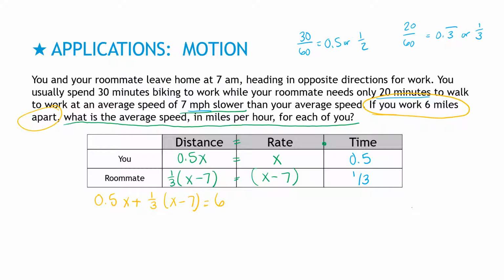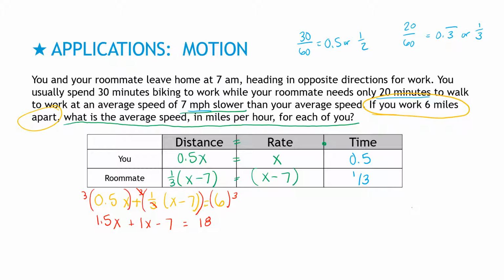So now what? Now I have to solve, and I've got a decimal, I've got a fraction, I just have a hot mess, but I don't like fractions. I'm going to just take everything times 3, so I'm going to use that fraction clearing technique that we talked about before. It's going to make it a lot easier. So I have 0.5 times 3, which is 1.5, keep my x. This one's kind of nice because I take 3 times 1/3, well that just cancels out and gives me 1 times x minus 7, which is of course x minus 7. And then 6 times 3 is 18.